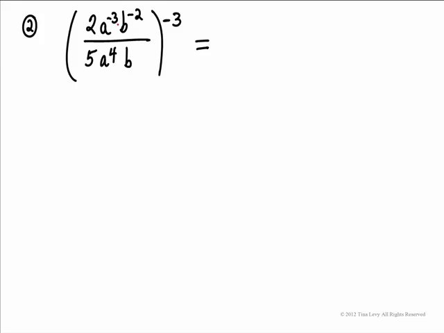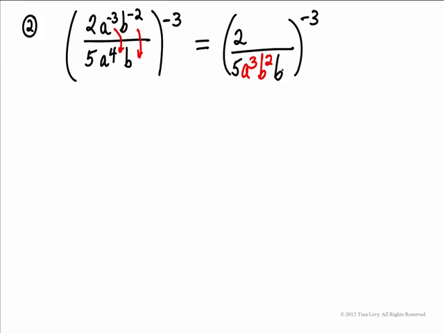By doing the parentheses first, because we want to simplify as much as we can, we see this is going to come down and this one will come down. So doing the parentheses, we haven't messed with the negative 3 exponent at all. We have the 2 on top. We have 5 on the bottom. The a to the negative 3 comes down as a cubed. The b to the negative 2 comes down as b squared. And the b, which was there, stays.